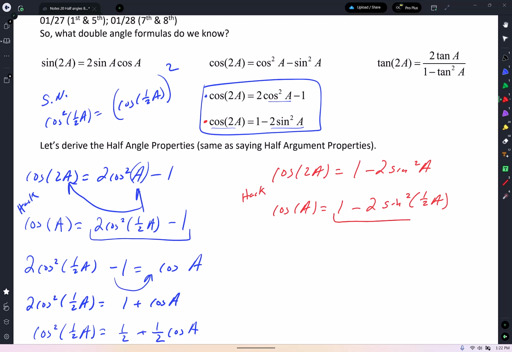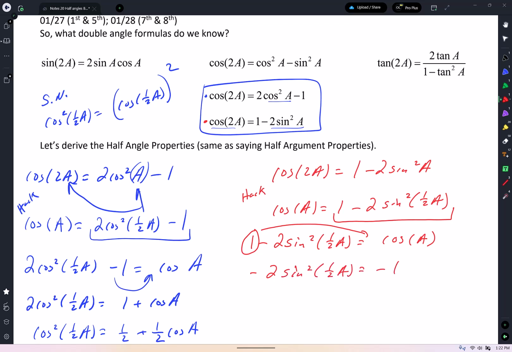I'm going to write this on the left-hand side: 1 minus 2 sine squared of half A equals cosine A. Am I going okay, guys? I'll slow down. I'm trying to solve for sine of half A, so I need to move the 1 on the left-hand side to the right. When I move this 1 to the right, it turns negative. So negative 2 sine squared of half A equals negative 1 plus cosine A.